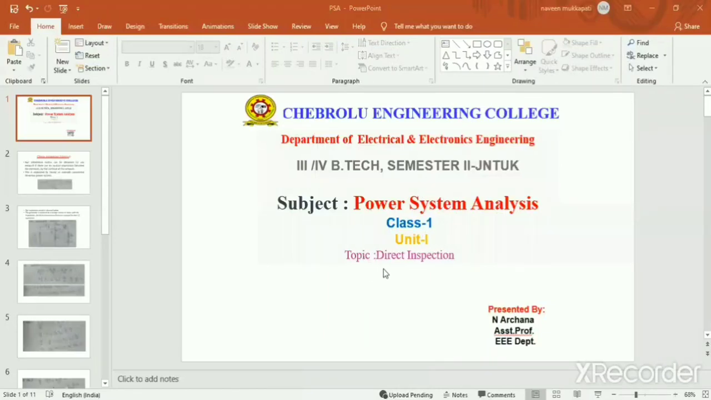Today we are going to discuss the direct inspection method for formation of the Y-bus matrix. How will we form the Y-bus matrix? In the previous classes we discussed the primitive admittance matrix, bus impedance matrix and loop impedance matrix. By using these impedance matrices, we form the Y-bus matrix. Now we are using the direct inspection method for the formation of the Y-bus matrix.